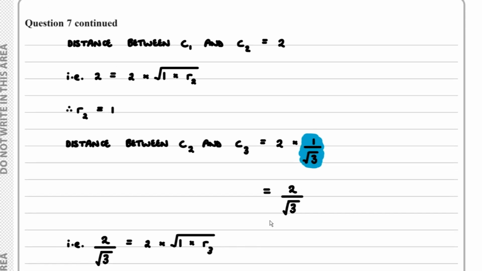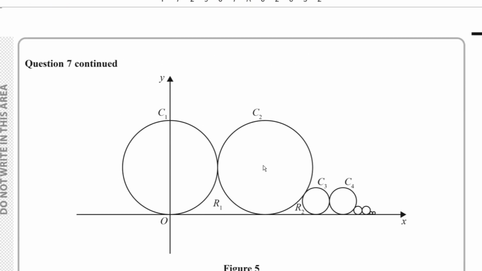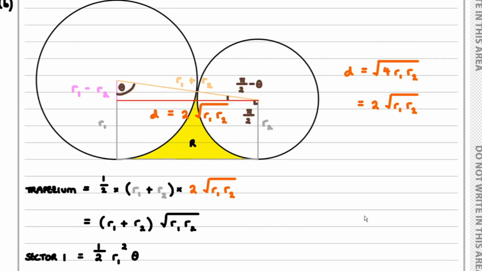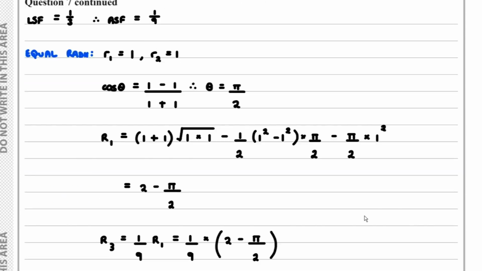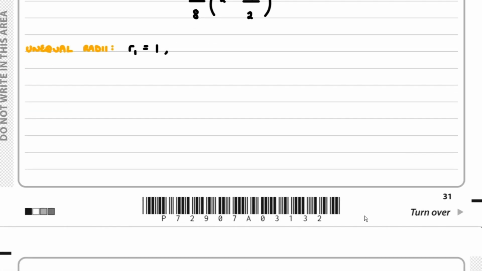So if I go back, here we'd have C2 and C3. Those don't have equal radii. C4 and C5, etc. So we follow the same steps. So we've got R1, which is 1, and R3, which is a third. So finding out what cos theta is again, we've got 1 take away a third over 1 plus a third, and therefore we'd end up with theta equaling pi over 3.